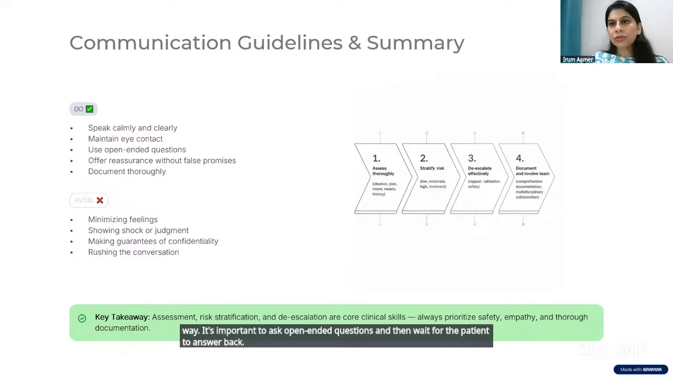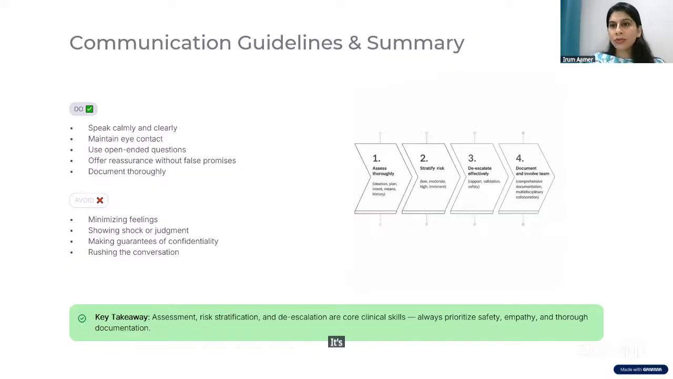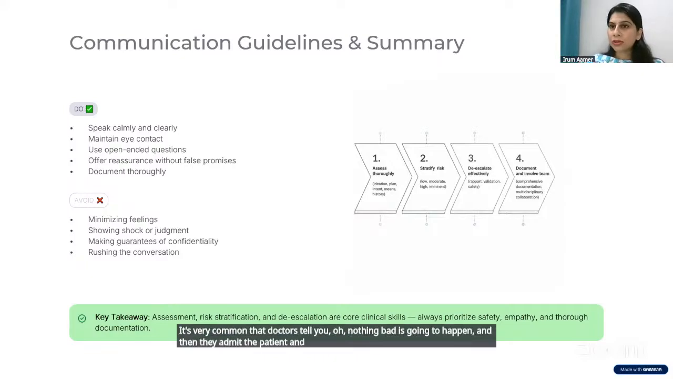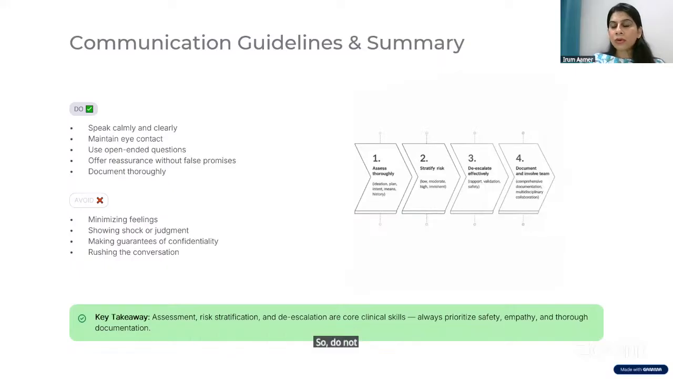Offer reassurance, but do not offer false promises. I see in my setup in Pakistan, it's very common that doctors tell you, oh, nothing bad is going to happen, and then they admit the patient, and the patient loses all trust. And sometimes they even tell them, okay, we are not going to discuss this with the family, but confidentiality is often broken, and the family is told a lot of things, so the patient feels that there is a breach of confidentiality. So do not offer false hopes to the patient.